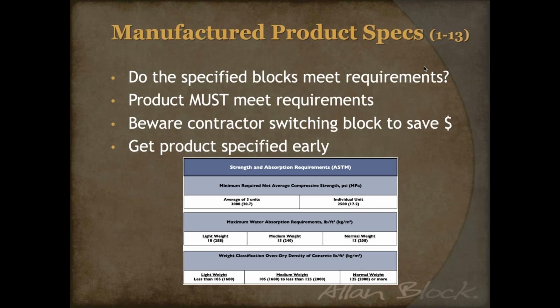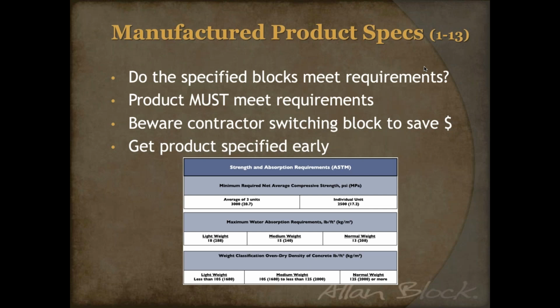That ASTM table down at the bottom there shows some of the requirements that are minimums. A good note here is that Allen Block does meet all of these requirements, and we make sure all of our blocks are always up to date with this testing information so that they can be used on any project. But what's really important to note here is that a product must meet the requirements to be used on a wall project. If they don't meet the requirements, then a different product has to be used.